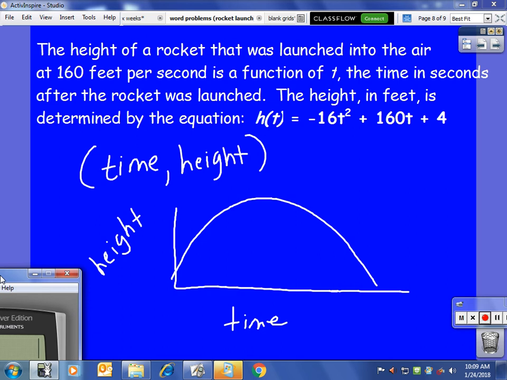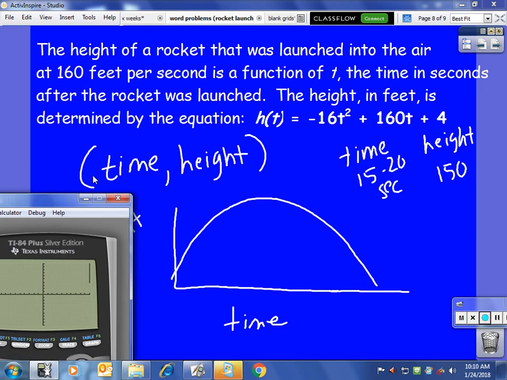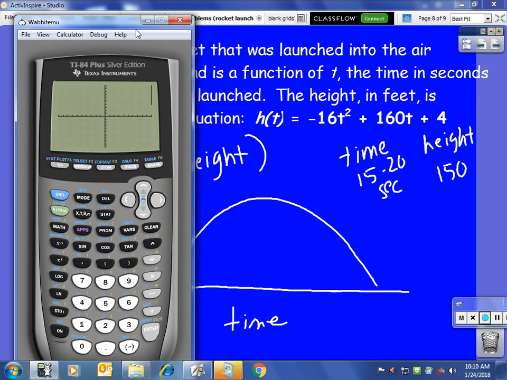And let me just tell you, for most of the ones involving something going up into the air, for time I usually like to go anywhere from 15 to 20 seconds, and I'll show you what that means in a minute. And for height, I usually start around 150 feet high, and I see if I can see the picture. So just keep that in mind. Now, where do I go to adjust my time values and my height values? In other words, my x's and my y's.